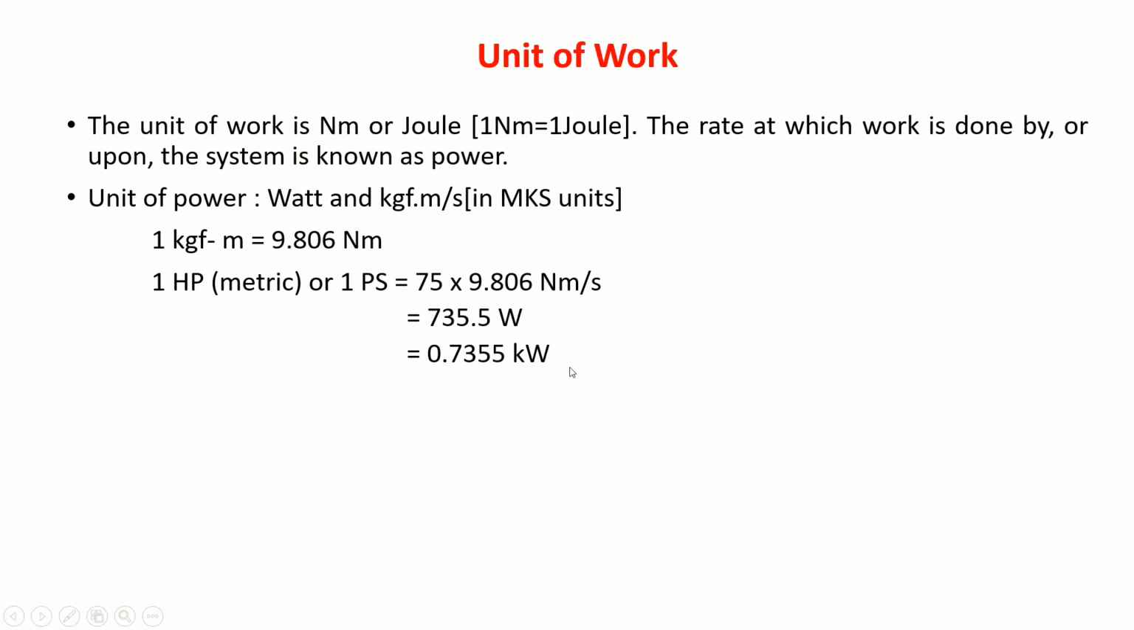Sometimes 1 PS is slightly different from 1 HP. You can look into any manuals and find out what the PS value is. So 1000 watt is 1 kilowatt. 1 HP is smaller than a kilowatt. So 1 kilowatt is equal to 1000 divided by 735.5. If you do it approximately, you get 1.36 HP. 1 kilowatt is approximately equal to 1.36 HP.